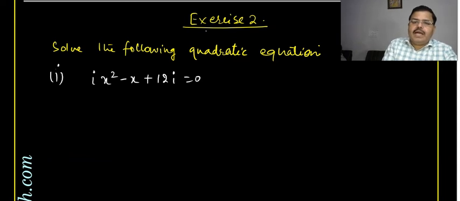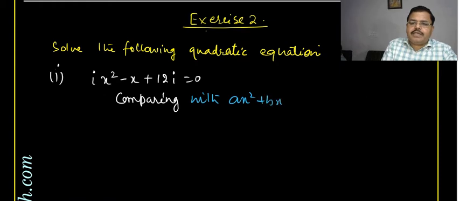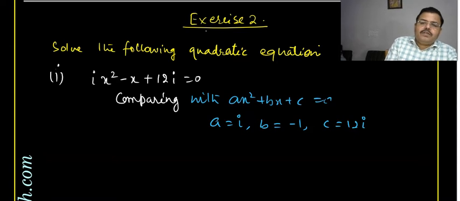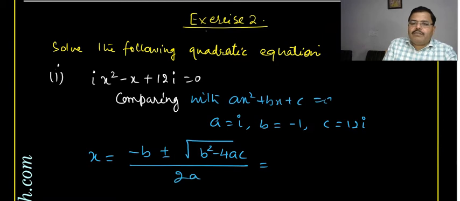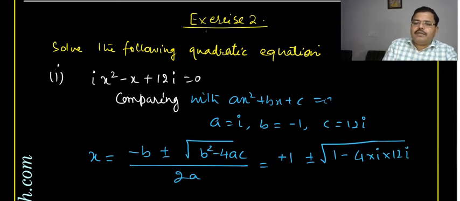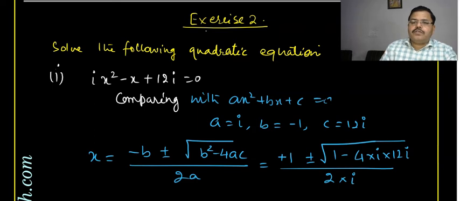So simple, as usual what we were doing earlier, we will do the same thing here, comparing with the quadratic equation ax square plus bx plus c equal to 0. We have a is equal to iota here, b is the coefficient of x, that is minus 1, and c is equal to 12 iota. So we will write using the quadratic formula, minus b plus minus root under b square minus 4ac whole divided by 2a, and that will be minus of minus 1, that is plus 1, plus minus under root b square, minus 1 whole square is 1, minus 4a and c is 12 iota, divided by 2 into iota. So what will come?